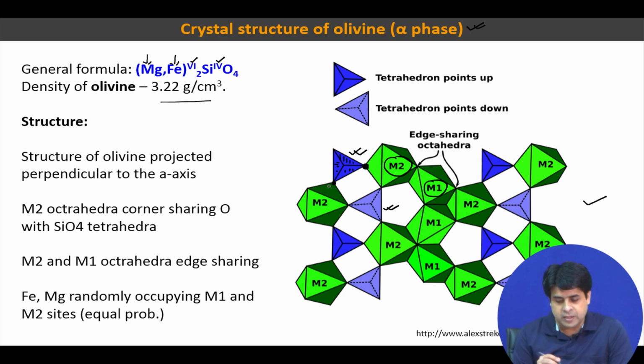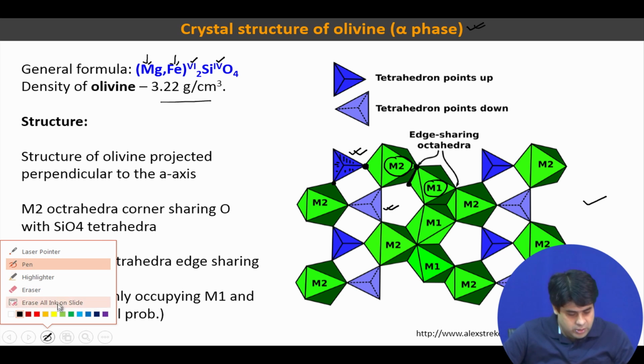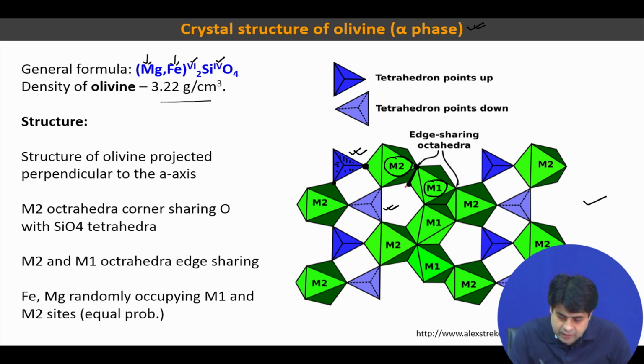Okay, but if you see the M1 side, the M1 side is basically connected along the edges. So if you see the oxygen which is present along these edges, if I change the color, you see there are two oxygens present along the edges of this M2 side and M1 side, and they basically share the oxygen.